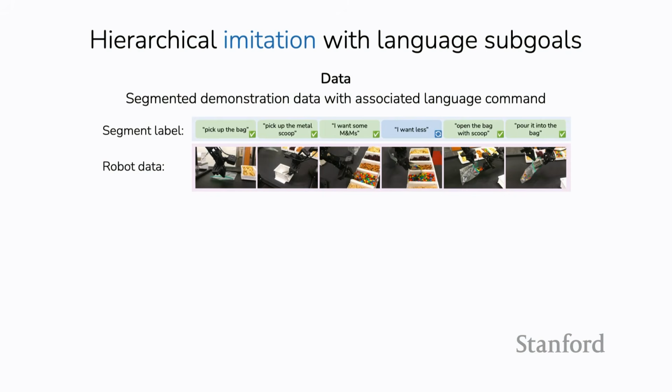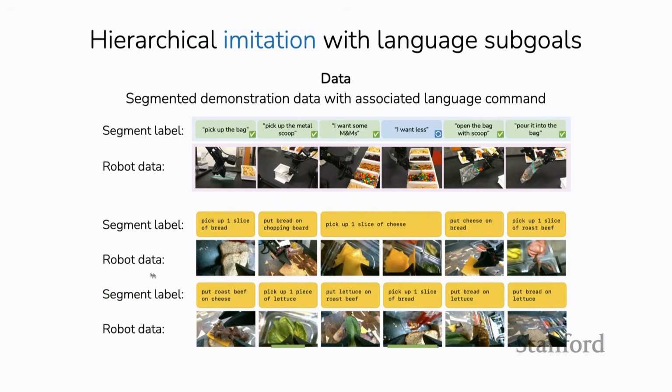So we have segmented demonstrations with the associated language command. Here's another example, which shows that one segment might be longer for picking up a slice of cheese, and a different segment might be shorter for putting the cheese on the bread, and so forth. Cool. And then once we have this data, we'll train a high-level policy and a low-level policy with imitation learning. The high-level policy will be outputting the language labels from the observations, and the low-level will be taking the language labels and the observations and predicting the actions.